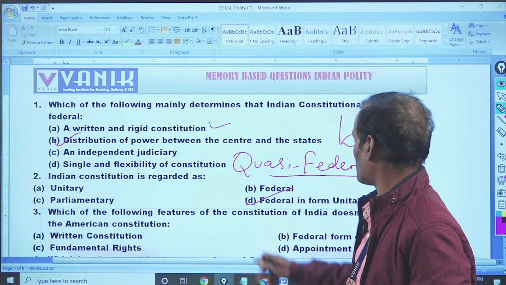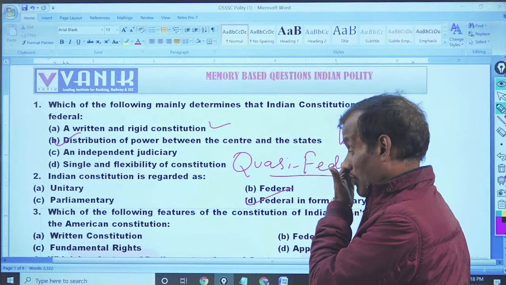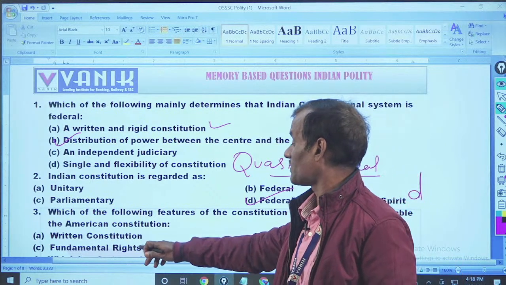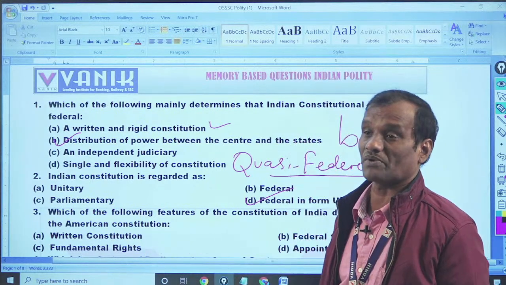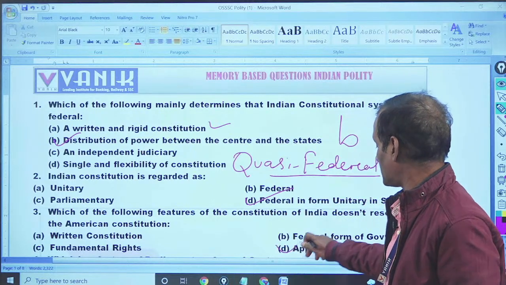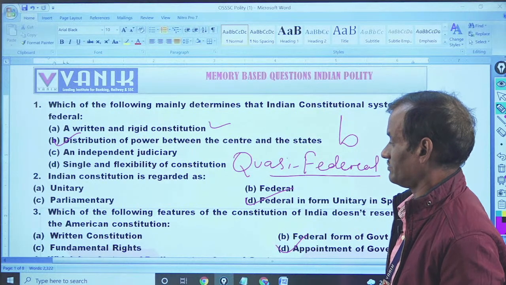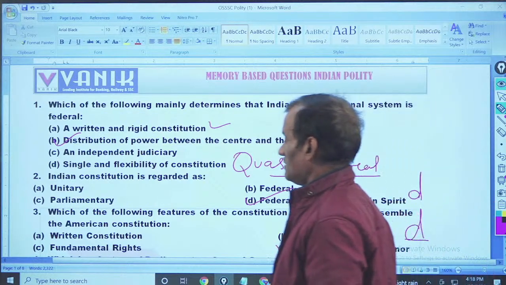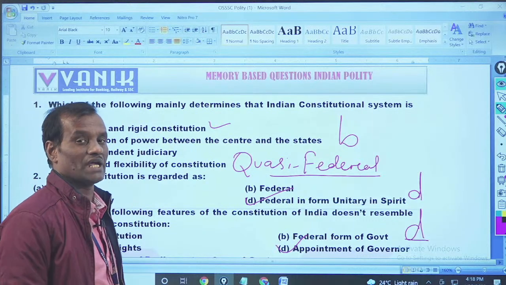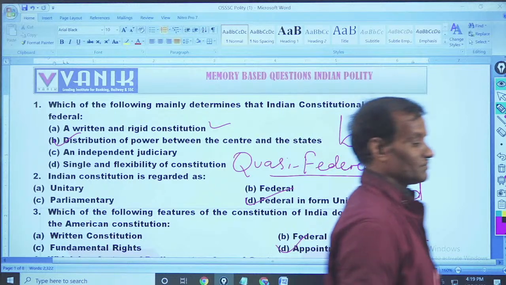Now which of the following features of the Constitution of India does not resemble the American Constitution? Written Constitution is there in America, fundamental rights are there, they are called Bills of Rights, and federal form of government is there, but appointment of governor is not in America. The governor of the state is elected in America. But in India, the governor of the state is appointed by the president. So kindly take a note of the answers.